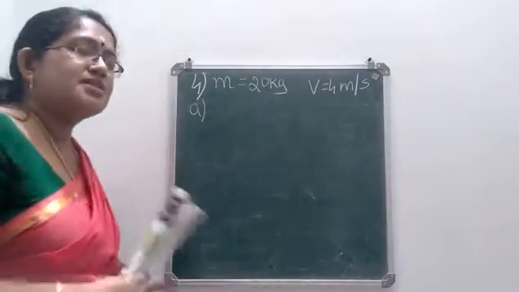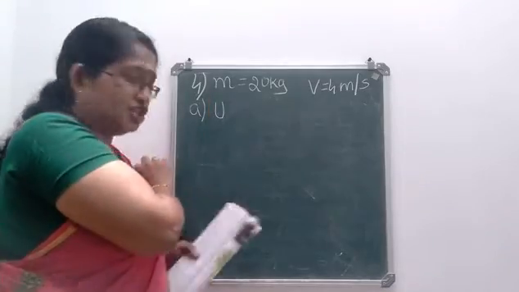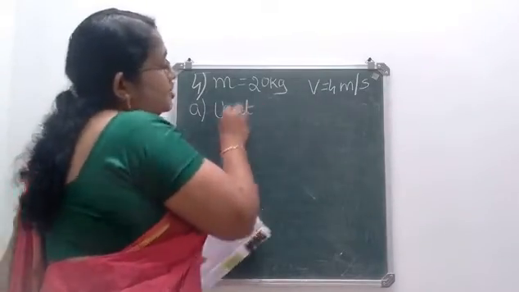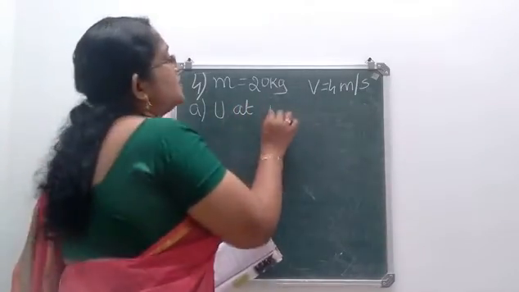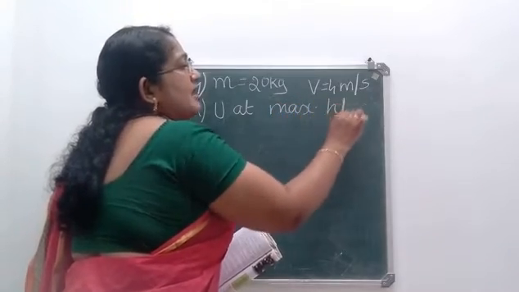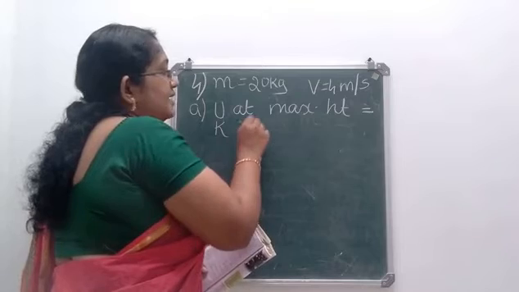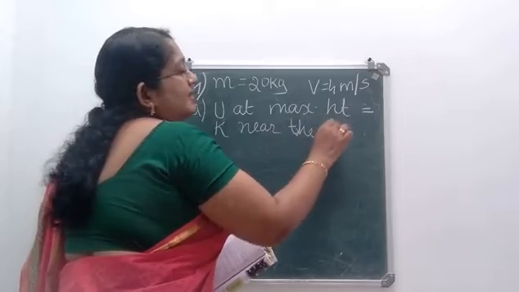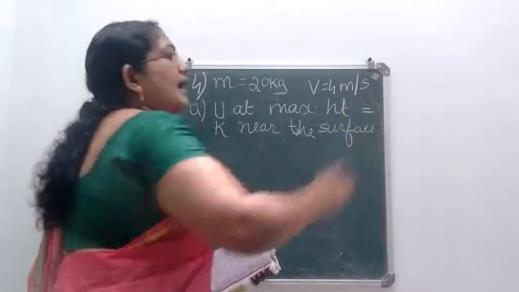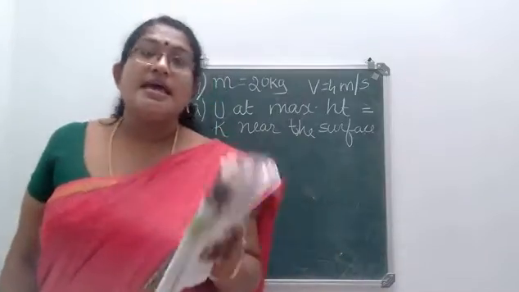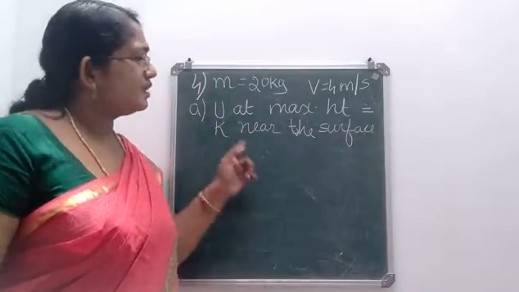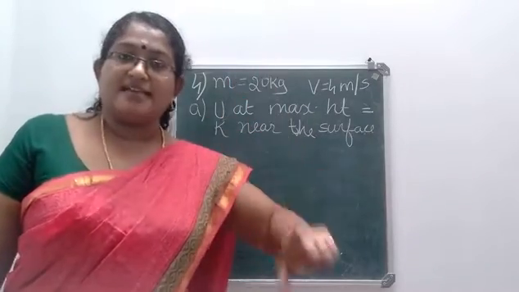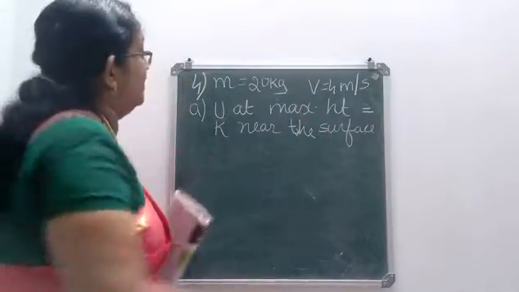So, what should be your first step? Potential energy. Where is the potential energy? At maximum height, isn't it? So potential energy represented by the letter U. Potential energy at maximum height will be equal to kinetic energy near the surface. Okay, so that's a very, very important thing. Potential energy at maximum height is equal to kinetic energy near the surface. So the ball is thrown from the surface. So it possesses kinetic energy, and that will be same as the potential energy at the maximum point.